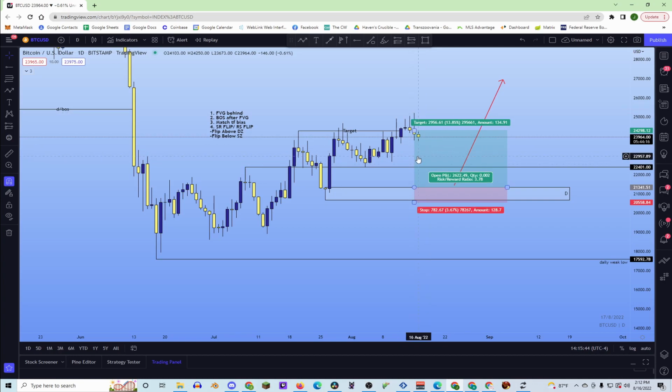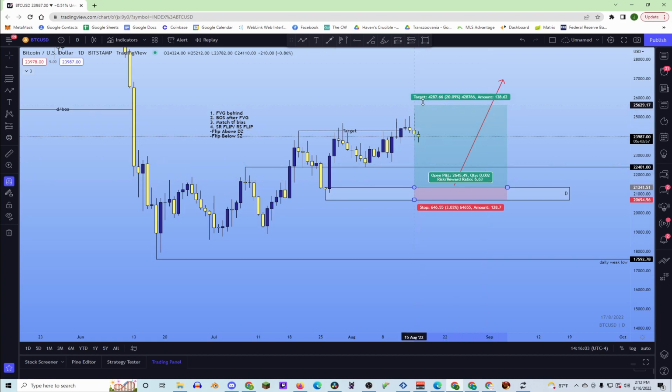This is nearly a 4R, 4 risk reward trade, which is very good. If you can get 3 to 4 consistently, you're going to be making a ton of money. Actually, it's probably more because I actually want it right here. Yeah, so this is almost 4.5 risk reward. That's very good.